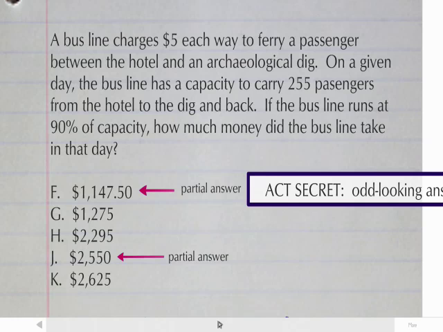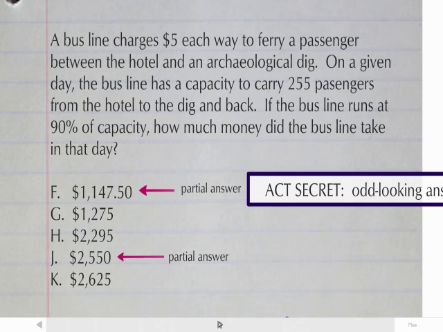Here's one. A bus line charges $5 each way to ferry a passenger between the hotel and an archaeological dig. On a given day, the bus line has a capacity to carry 255 passengers from the hotel to the dig and back. If the bus line runs at 90% of capacity, how much money did the bus line take in that day? 2 partial answers are provided, F and K. And if you take the time to go through and solve this problem, you will see those numbers along the way.